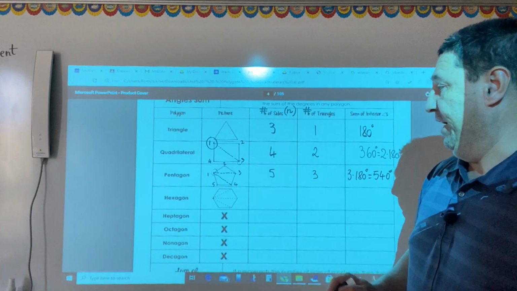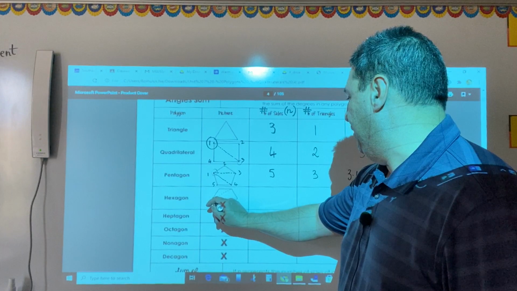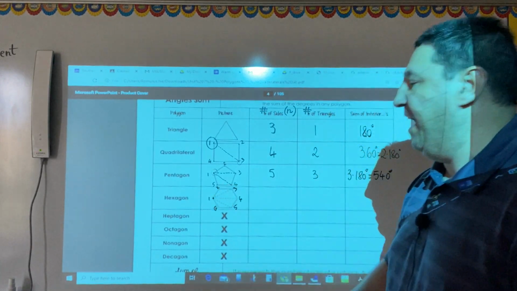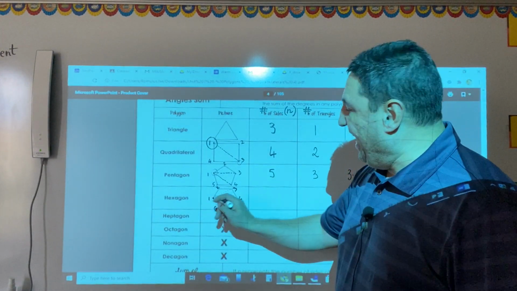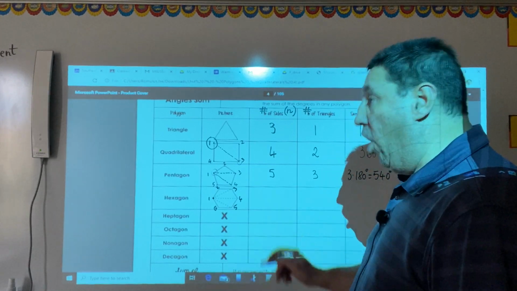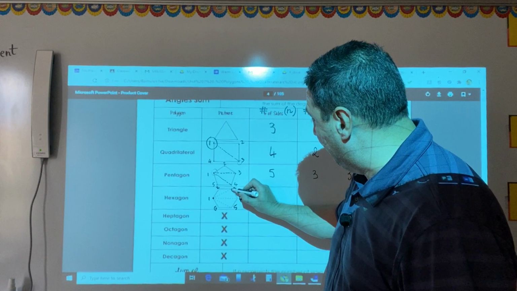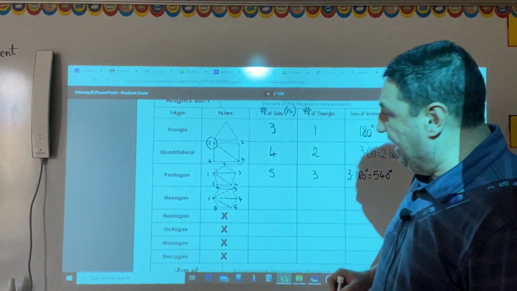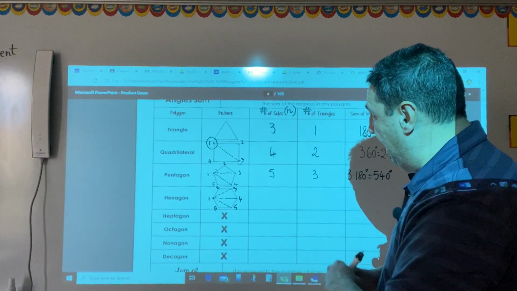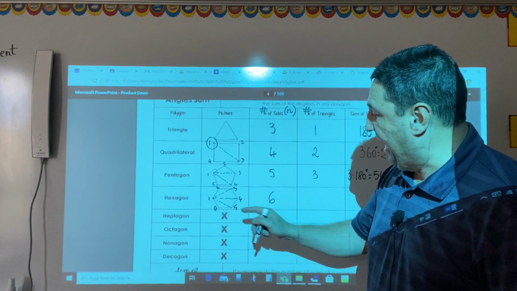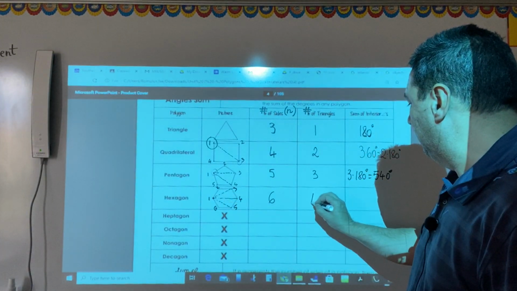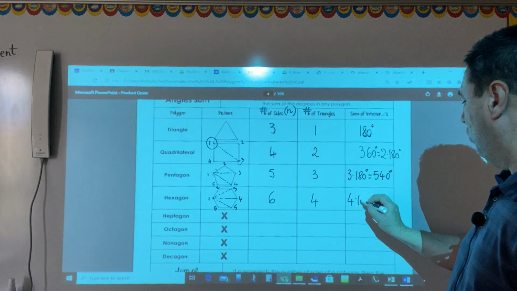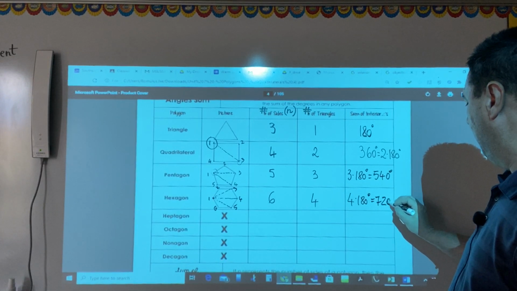Now, let's do the hexagon. For example, we choose this vertex, and number them 1, 2, 3, 4, 5, 6. Remember, a hexagon has 6 sides and 6 vertices. Now, we connect the chosen vertex with all non-consecutive vertices. These non-consecutive vertices are 3, 4, and 5. If you connect these vertices, we get the diagonals. A hexagon has 6 sides, and how many triangles? We count 1, 2, 3, 4 triangles. How many degrees would be in a hexagon? We simply multiply the number of triangles by 180. 4 times 180, which is 720 degrees.